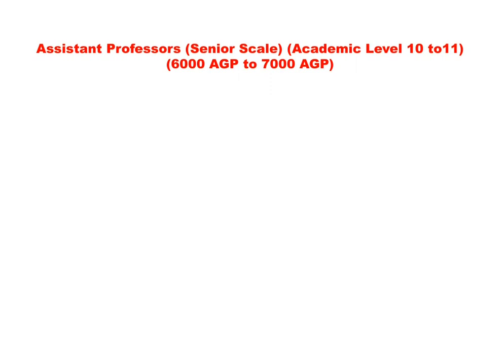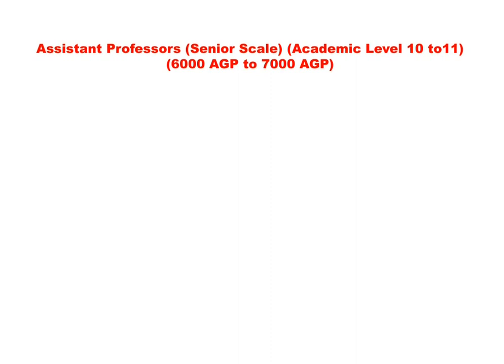So we have three categories: assistant professor, associate professor and professor. In the assistant professor category, we have two categories: one is senior scale and another one is selection grade. Firstly, I am going to explain about the senior scale category.